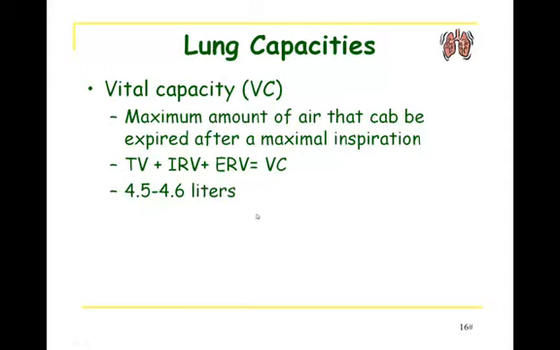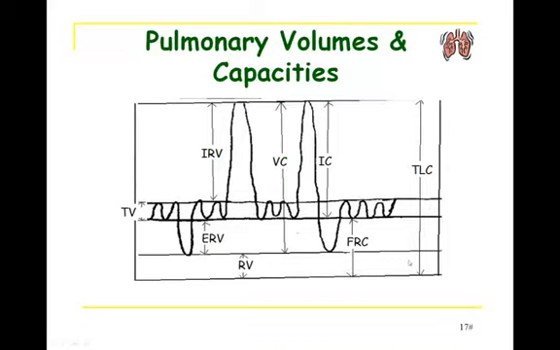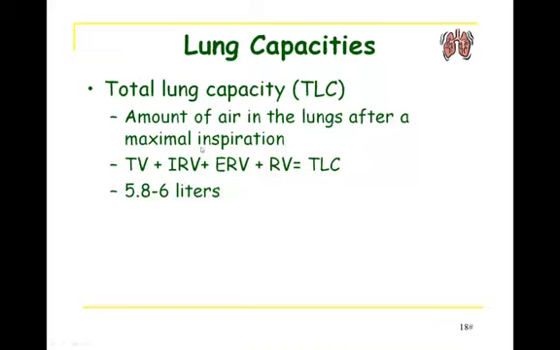Now the very last capacity is your total lung capacity. It's all of your volumes: your inspiratory reserve volume, your tidal volume, your expiratory reserve volume, and your residual volume. We will not be able to do this in lab, but it is the amount of air in your lungs after a maximal inspiration. So total lung capacity is composed of all of your lung volumes. It averages between 5.8 and 6 liters.